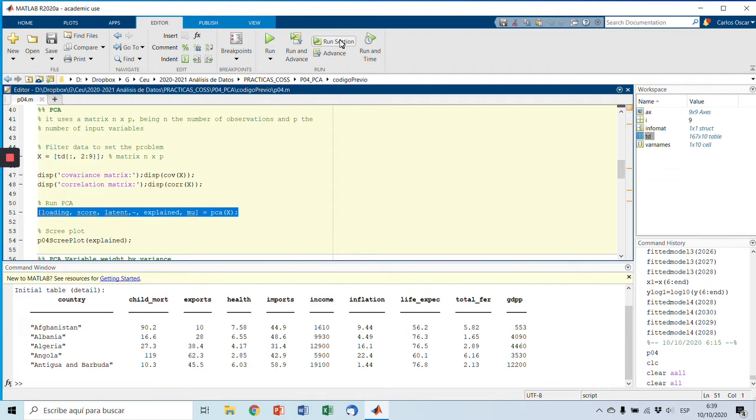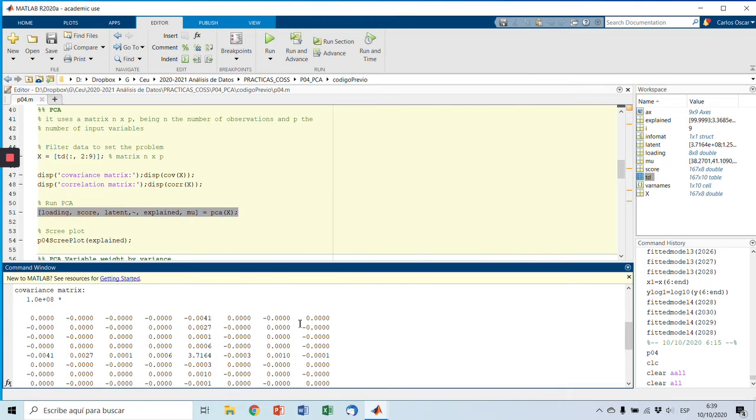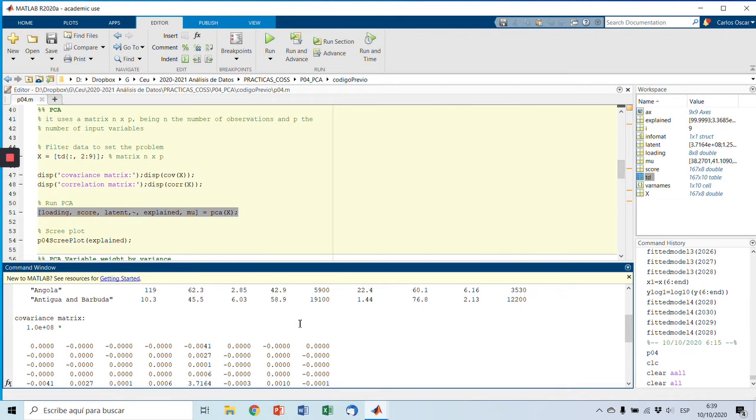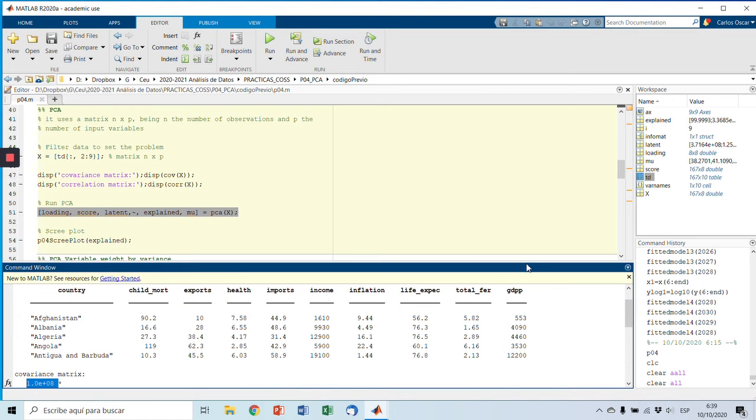Okay, so let's look first at the correlation and the covariance. For the covariance, you see that it goes to 10 to the 8. The reason is that we have a couple of variables, income and GDP per capita, that have values that are 10 to the 4, while the rest are 10 to the 2, 10 to the 1.